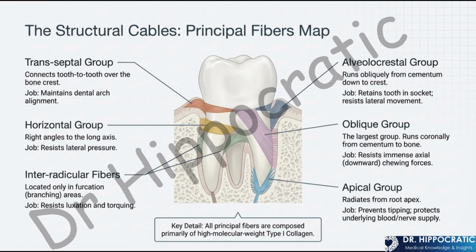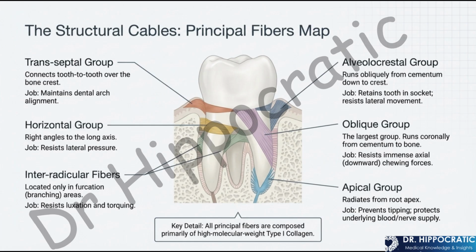There's the transeptal group connecting tooth to tooth over the bone crest to keep your entire dental arch tightly aligned. You have the horizontal group, which resists lateral side-to-side pushes. The interradicular fibers, which only exist in teeth with multiple branching roots, specifically to stop twisting motions. Right, and the alveolocrestal group to keep the tooth from being pulled outward. And the apical group sits at the very bottom to protect the delicate nerve supply from being crushed. But the presentation highlights the oblique group as the absolute star of the show.